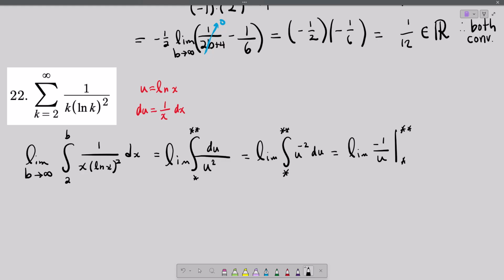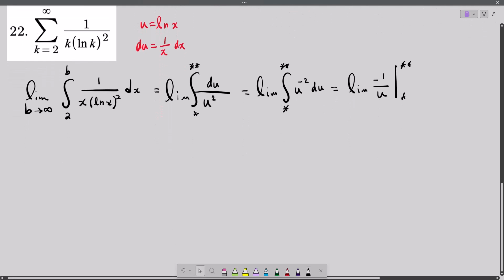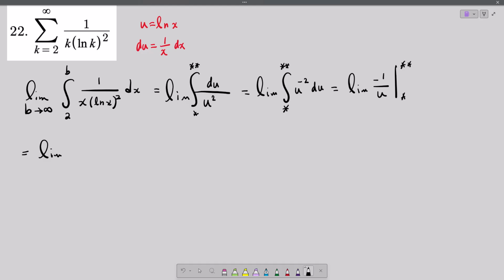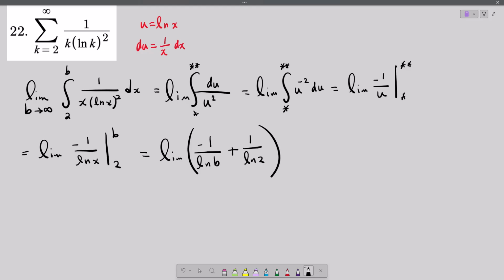And then we want to get back to our original variable and use our original limits. For these types of problems, it's always easiest. So we're going to have the limit of -1 over natural log of x, from 2 to b. We could factor out the minus if we want, but that's a simple enough constant, we can probably just leave it. Plug in the b, and we get minus 1 over natural log of b, minus a minus is plus 1 over natural log of 2. We're taking the limit of that whole thing as b goes to infinity.